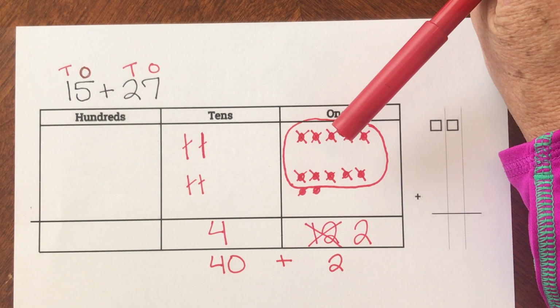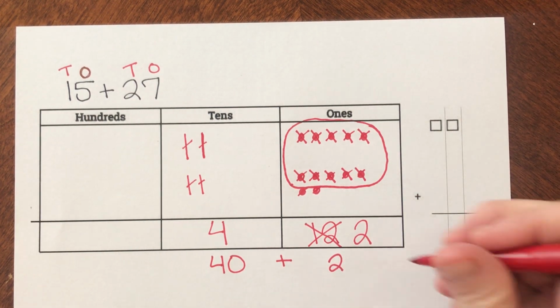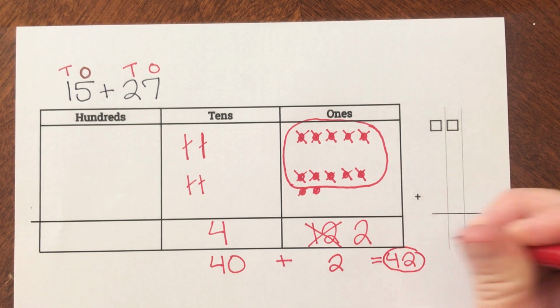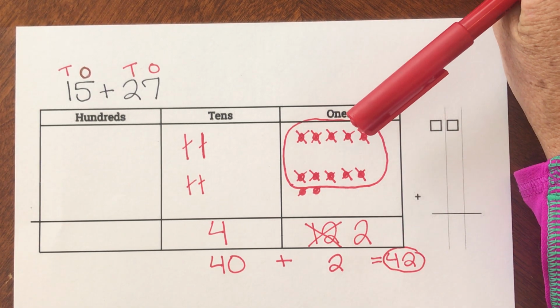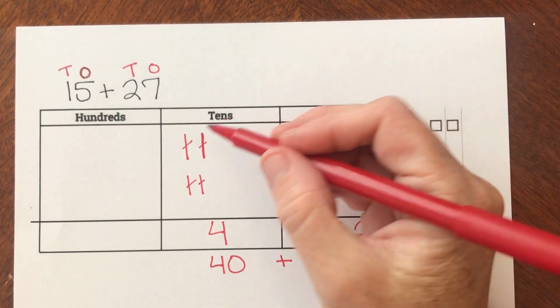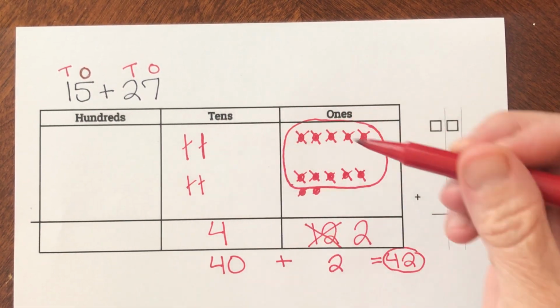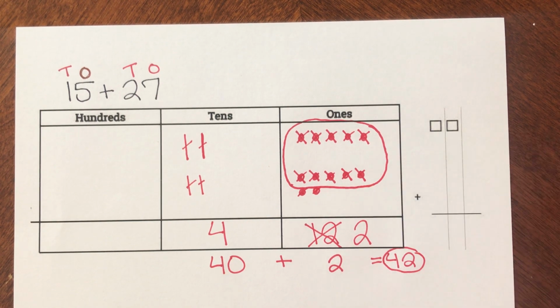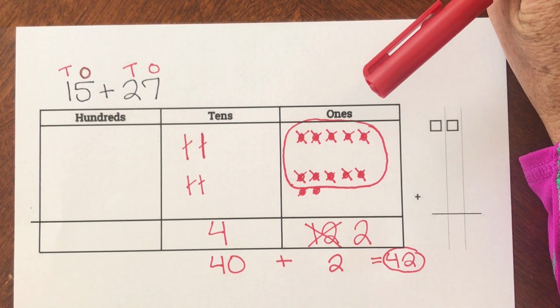That would give me 42, which would be my sum, 42. Okay, and I could say 10, 20, 30, 40, 41, 42. I could have counted it that way to record it, to record my answer.